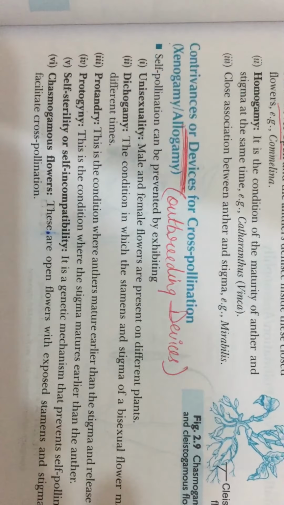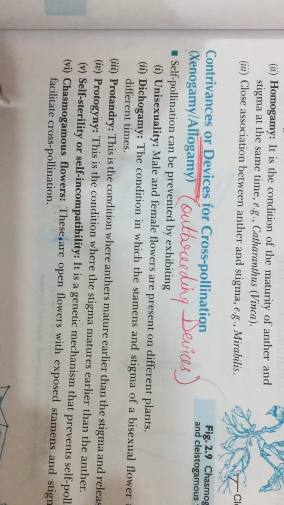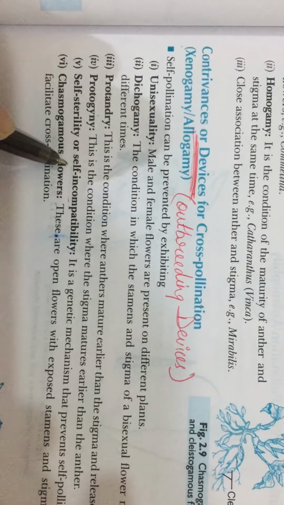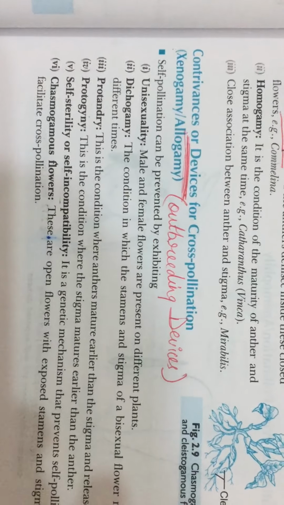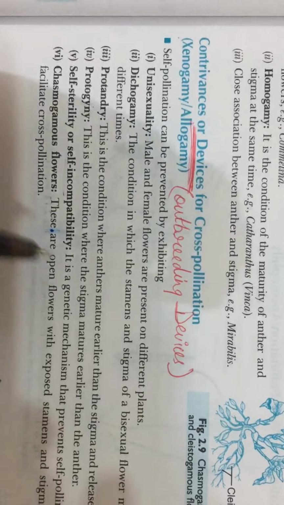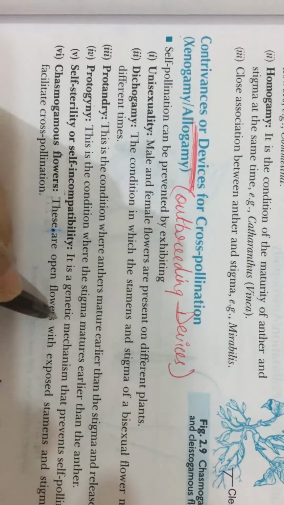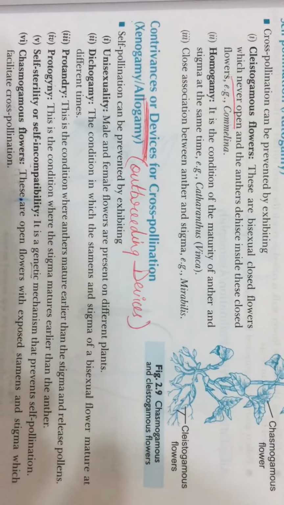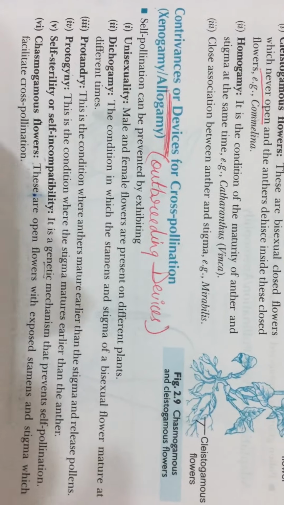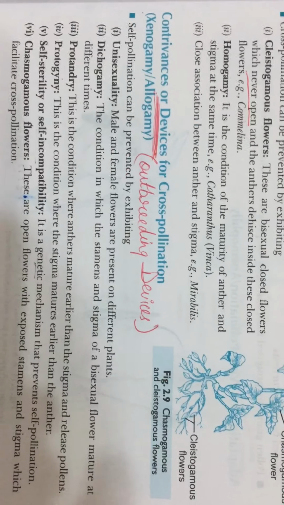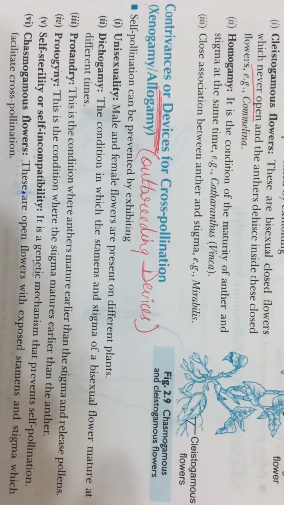Next important outbreeding device is self-incompatibility. Self-incompatibility is a genetic mechanism. It is the mechanism to prevent self-pollination. In this, pollen from the same flower fails to fertilize the ovules of the flower, as it inhibits the growth of the pollen tube. It will not fertilize its own species on the same flower. So in such cases only cross-pollination will be there.